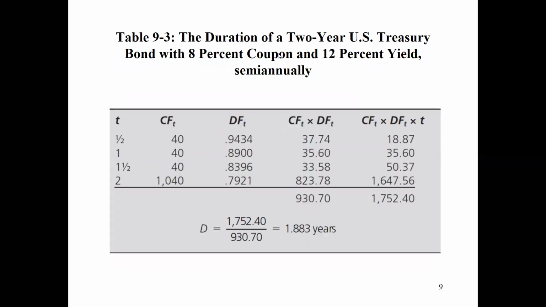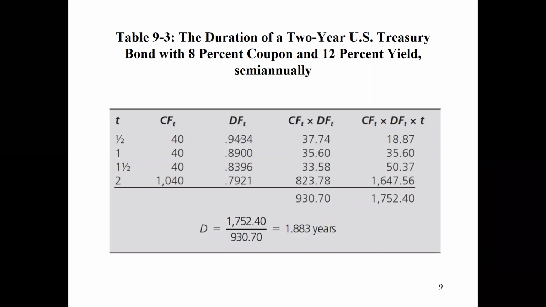There is another duration: a 2-year treasury bond with an 8% coupon and 12% yield to maturity, semi-annually. So the duration now is 2 years, like a 2-year period, but semi-annually, and the coupon payment is the same. The only thing changed is the yield to maturity.